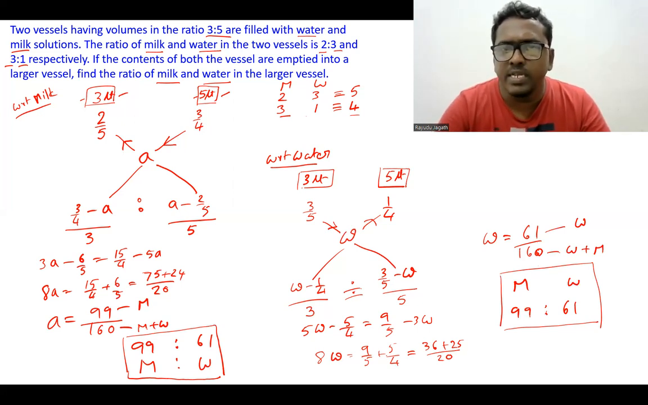What is the overall quantity? 3 plus 5, 8 liters. In that 8 liters, 99 parts is milk and 61 parts is water.